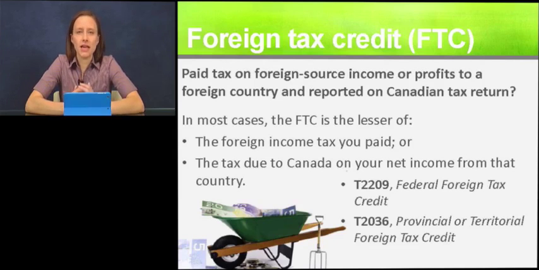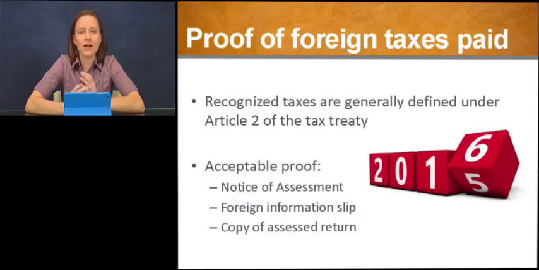In order to claim a foreign tax credit, you must provide proof of foreign taxes paid. If the foreign country has a tax year that does not correspond to the Canadian tax year, or you are unable to obtain proof of the foreign taxes paid by the due date of your Canadian tax return, do not claim the foreign tax credit. You can request an adjustment to your return once you have the proof that you have paid the foreign tax.